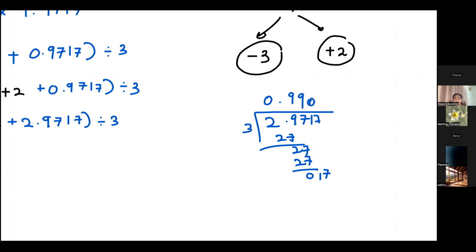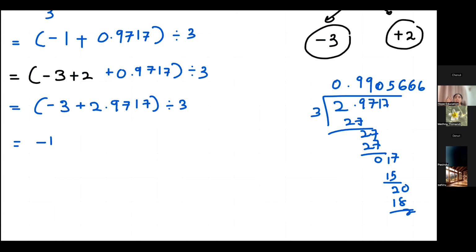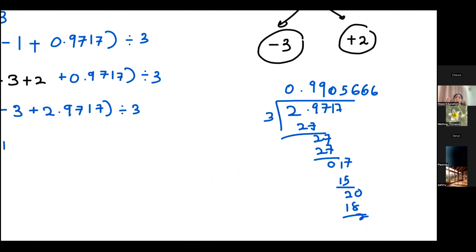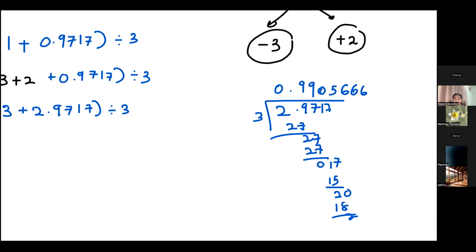3 times 5 is 15, 2 remaining. 3 times 6 is 18, 2 remaining, and 666. So, we continue. And we know when it comes to a log value, we can only have 4 decimal places in the mantissa, right? So I will round this off to 4 decimal places.